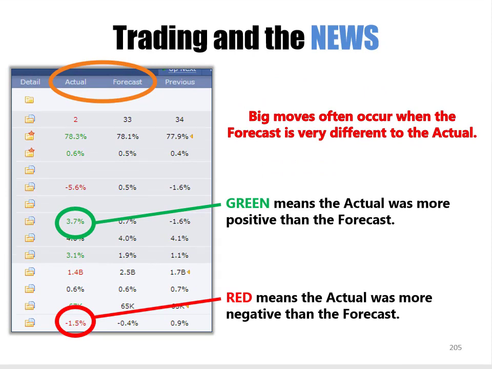Trading the news. Big moves often happen when the forecast is very different to the actual. Green means the actual was more positive than the forecast. Red means the actual was more negative than the forecast. Again, I don't want you worrying too much about the individual pricings or percentages. We just want to know if it's good or bad for the currency that we are trading.